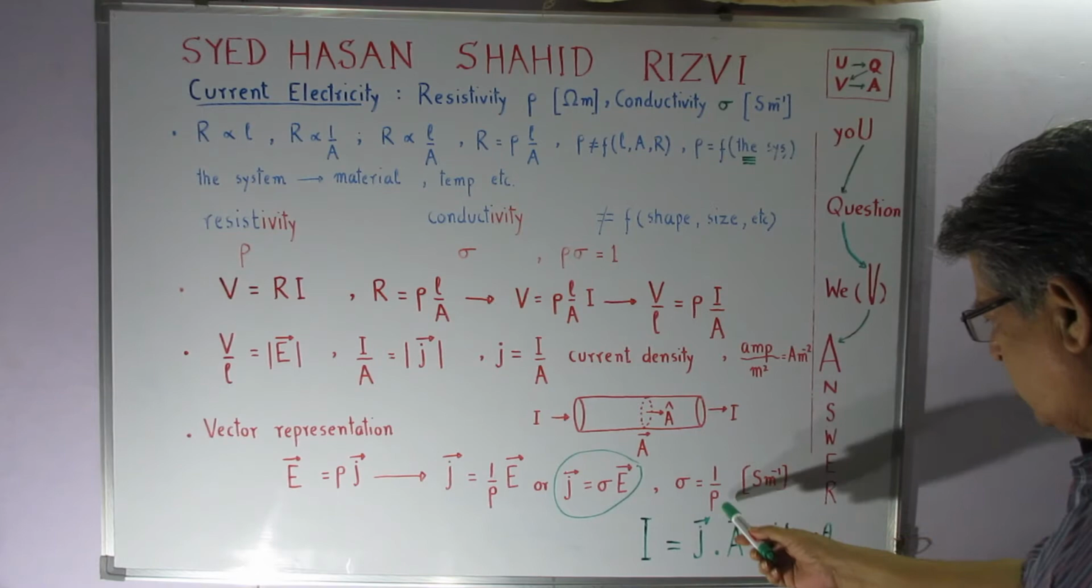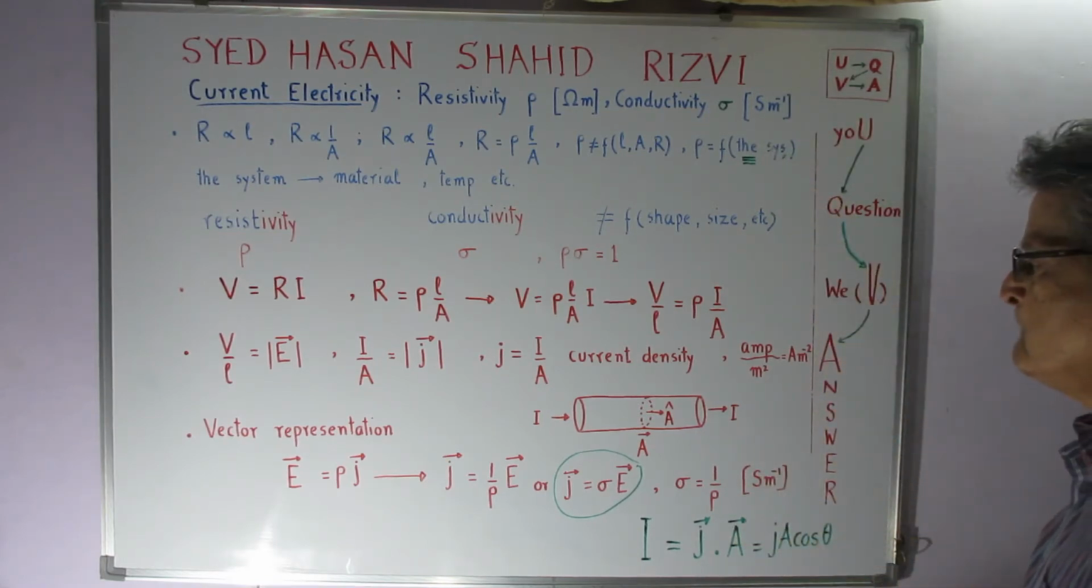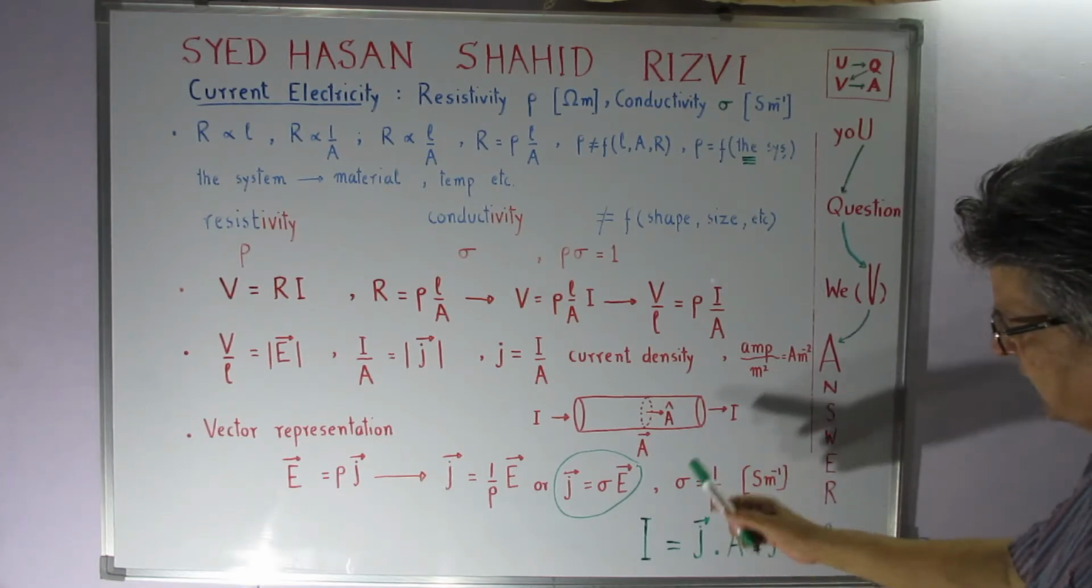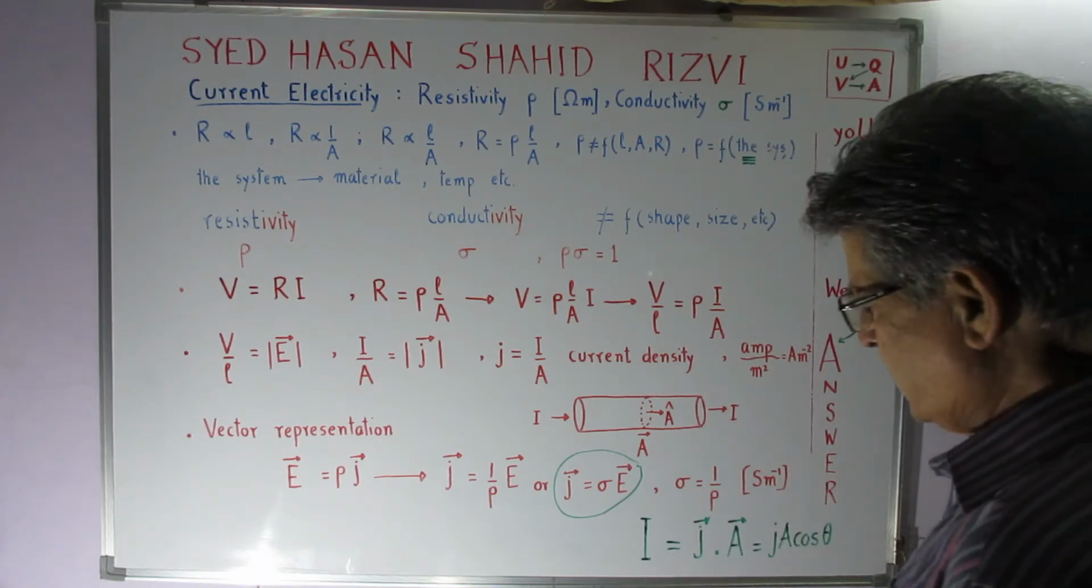So sigma is equal to 1 upon rho, Siemens per meter, etc. Now, look here, friends. This current is a vector or a scalar?